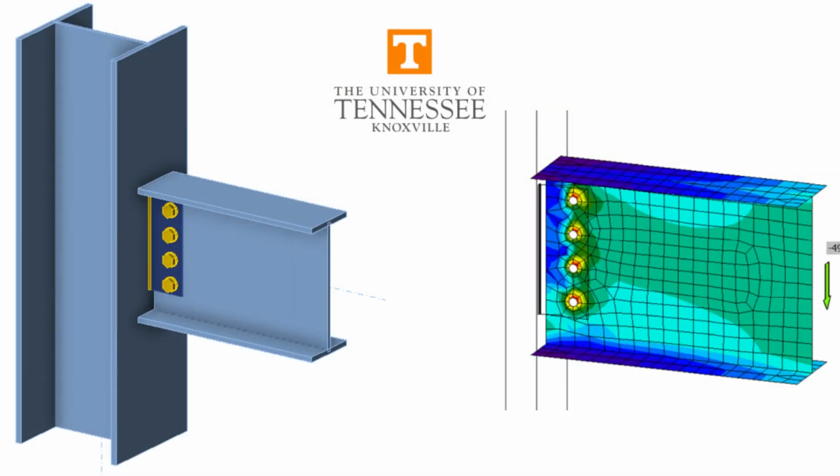Load path is simply the route that forces take as they move through a structure. In a steel connection, the load path describes how forces transfer from one component to another. For example, from a beam into bolts or welds, through the plates, and ultimately into the supporting member. Thinking about the load path helps engineers understand how the connection physically works.